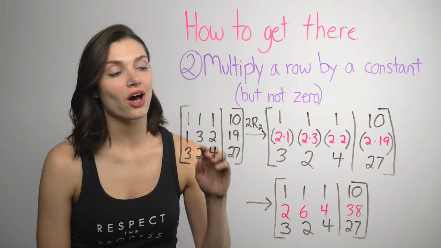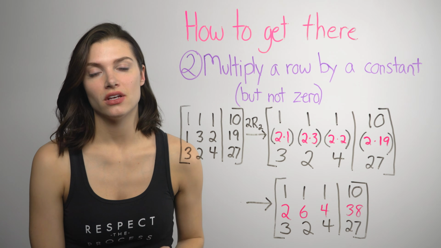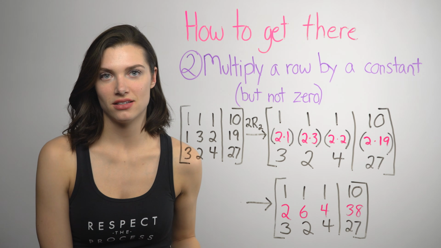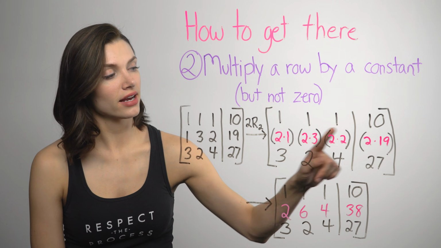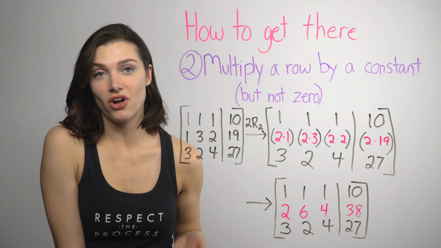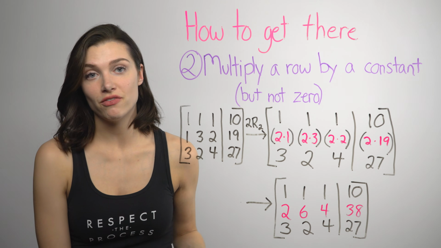Second, you can multiply a row by a constant, so long as that constant isn't 0. You just multiply every element in the row by that constant. So here I multiplied the second row by 2. And since fractions are constants too, you can multiply a row by a fraction if you want to divide it.